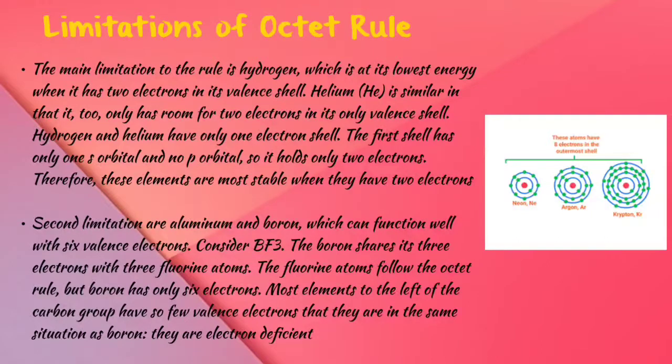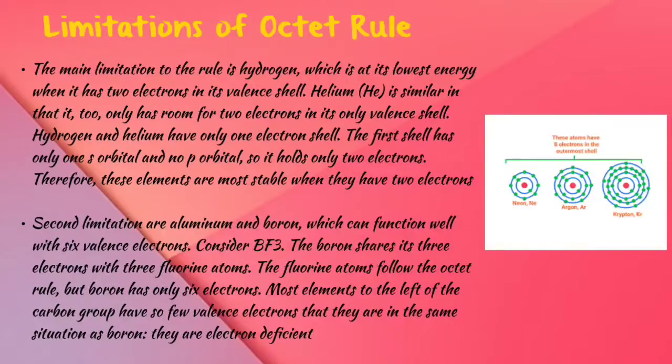The second limitation is aluminium and boron, which can function well with 6 valence electrons. Consider BF3. The boron shares its 3 electrons with 3 fluorine atoms. The fluorine atoms follow the octet rule, but boron has only 6 electrons. Most elements to the left of the carbon group have so few valence electrons that they are in the same situation as boron. They are electron deficient.